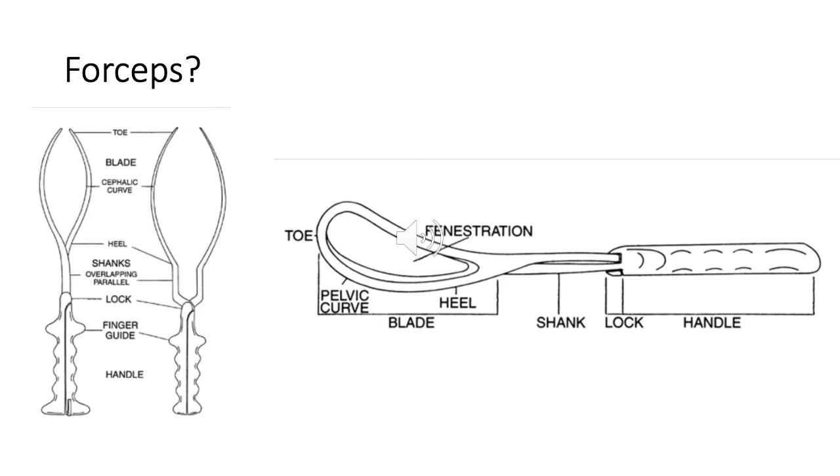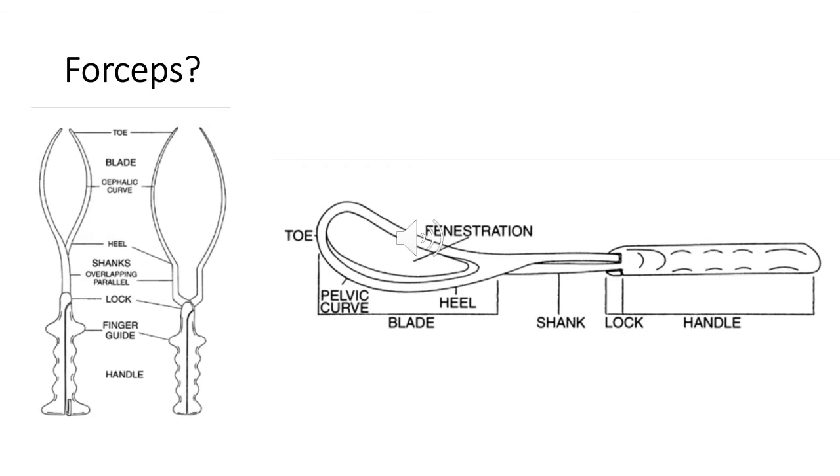The blades may be fenestrated or solid, and they have two curves. There's a cephalic curve that protects the fetal head, and a pelvic curve that accommodates the maternal pelvic curve. The tip of the blade is called the toe, the back of the blade is called the heel, and the shanks may be overlapping, such as an Elliott type forceps, or parallel, such as Simpson type forceps. The shanks meet at a fulcrum point where the joint locks them.